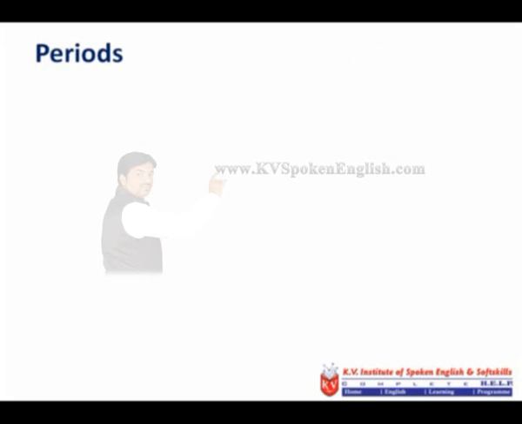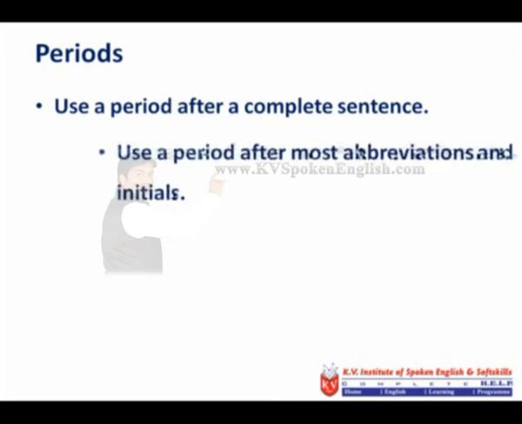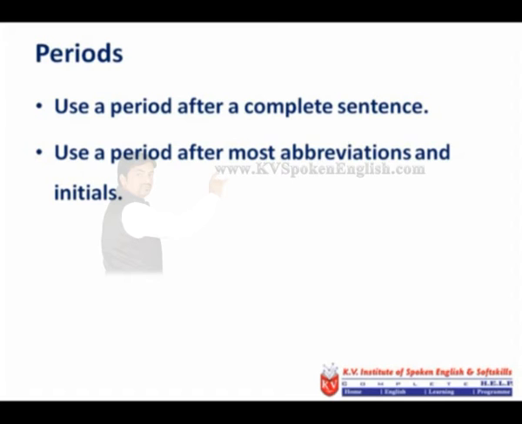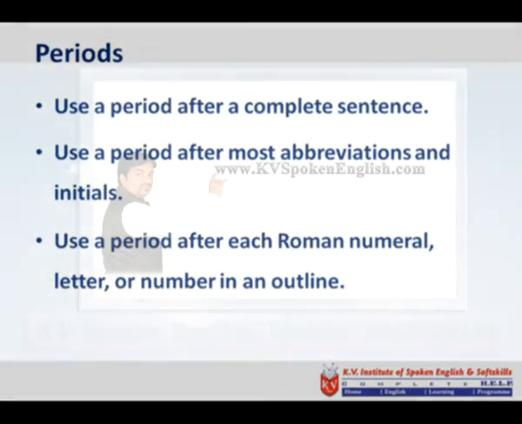Periods. Use a period after a complete sentence. A period is a full stop. You need to also use a period after most abbreviations and initials. There might be instances wherein an abbreviation might come at the end of a sentence. However, there is no need for you to add another period after that, such as Dr., Miss, Junior, Mr., Mrs.